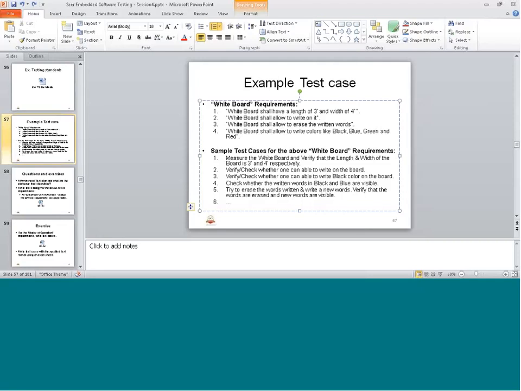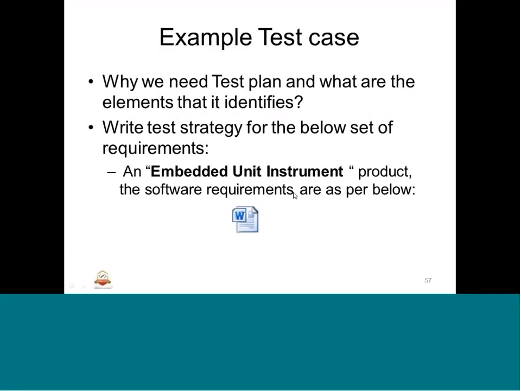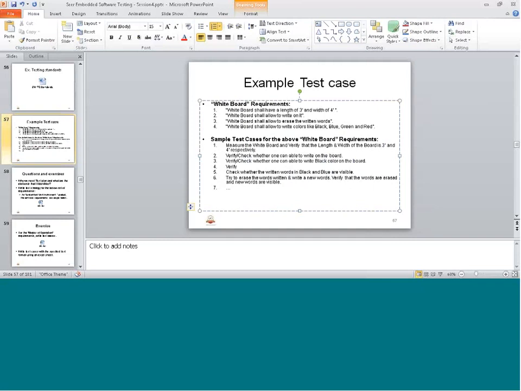So the next test case is on checking whether the written words are in black and green, because it means there is a difference. You should be able to write. That is the first thing. Next thing will be that it should be visible. So both are very important. And also, I think you can add something like that. Verify whether one can write.